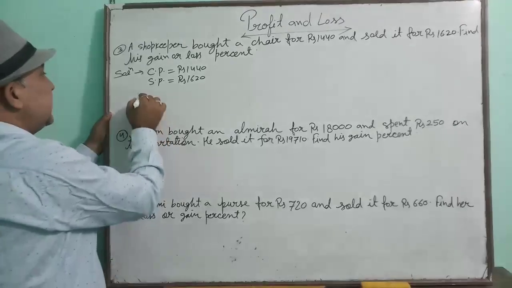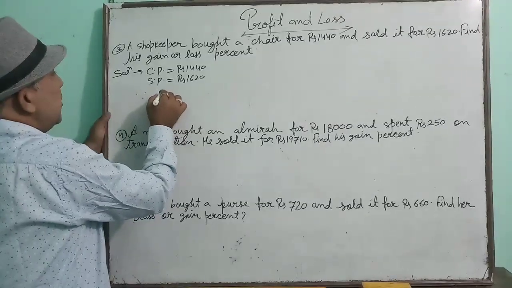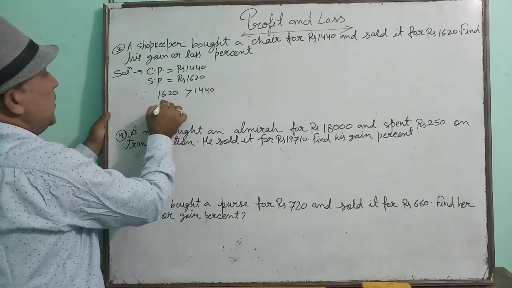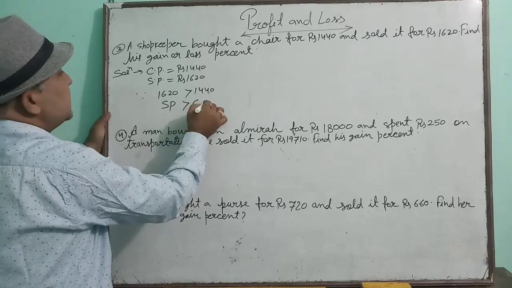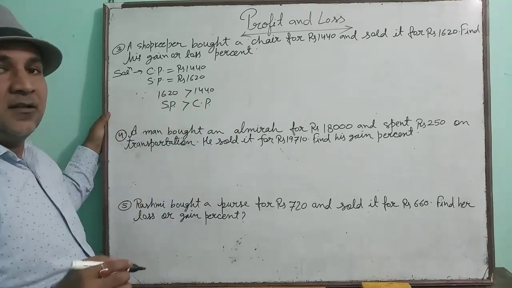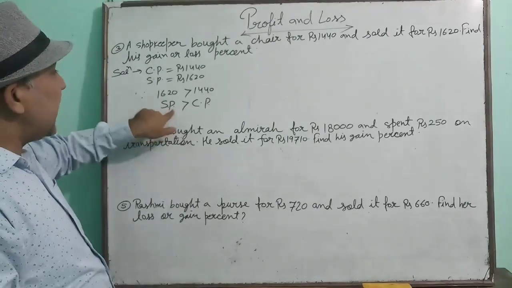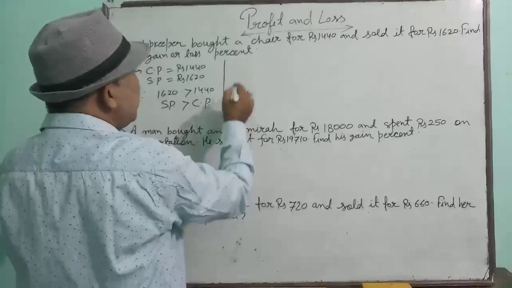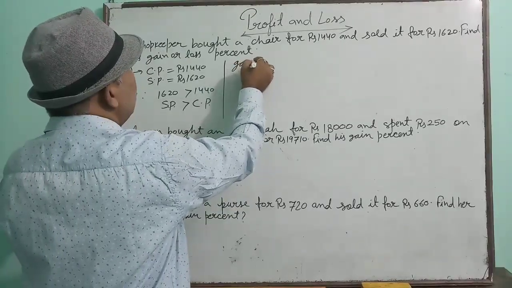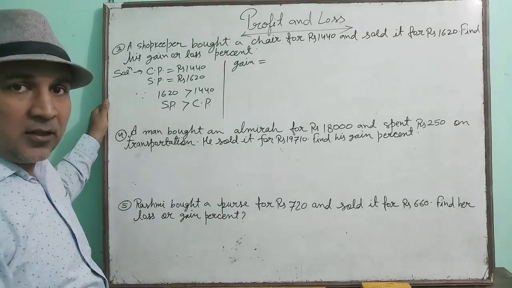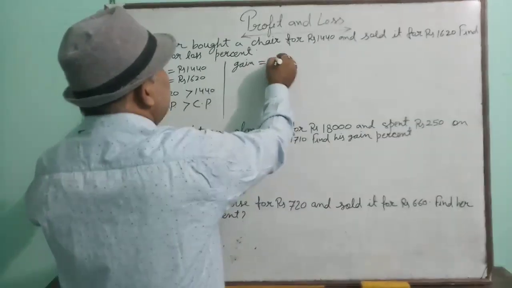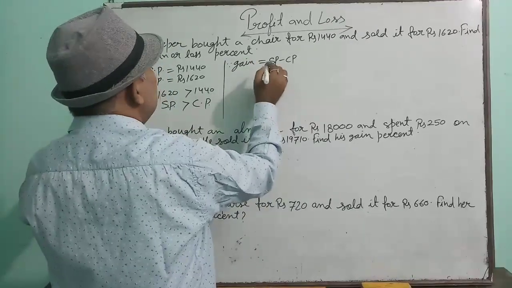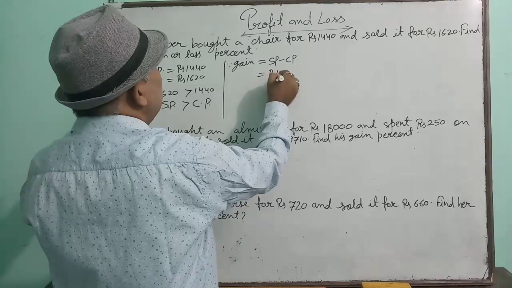You can check it. Since 1620 is greater than 1440, it means selling price is greater than cost price. And we know that if selling price is greater than cost price, then there is gain. Gain means profit. So what is the gain here? Gain is selling price minus cost price. Now put the value and calculate it.